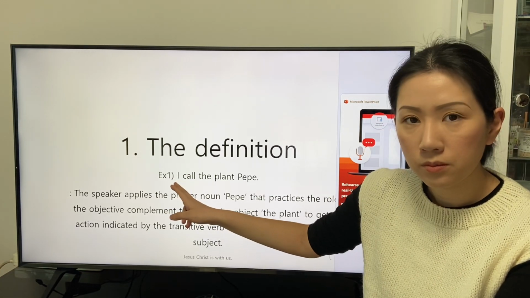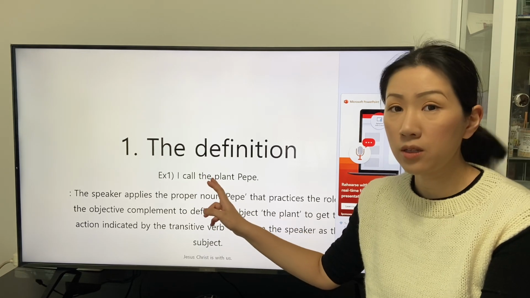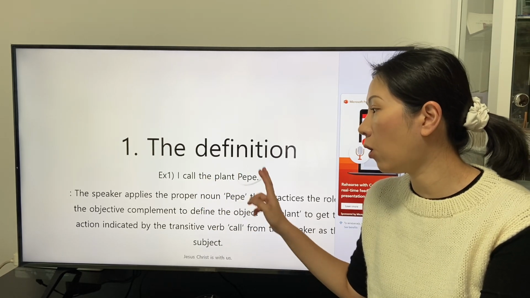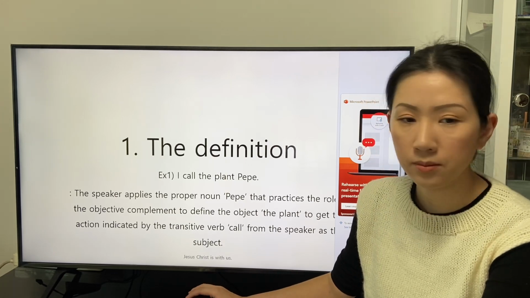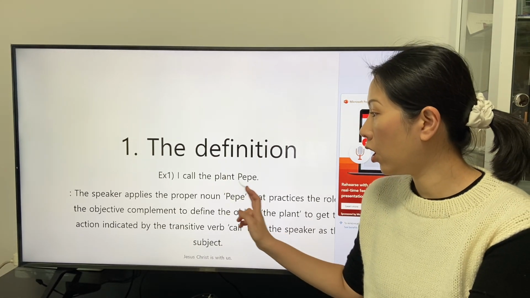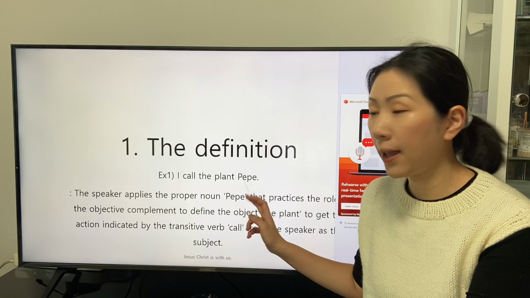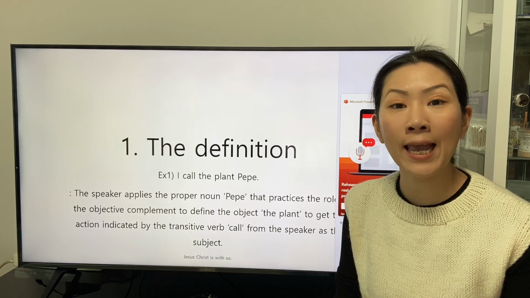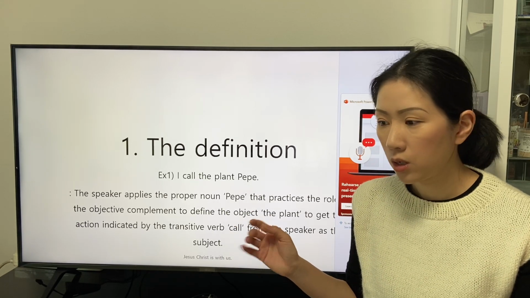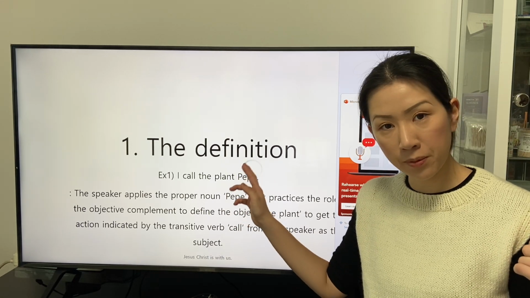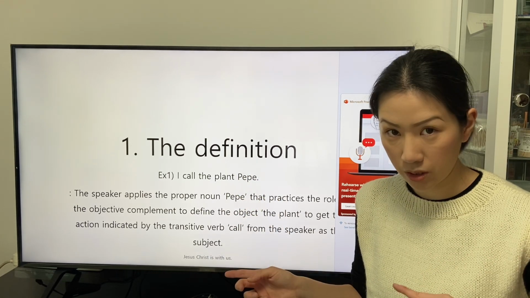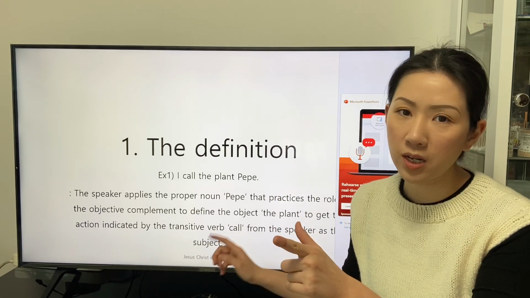The speaker defines the object, the plant, with the objective complement Pepe. The objective complement Pepe has the trait of a proper noun. We can say that the objective complement is an indication to define the object.